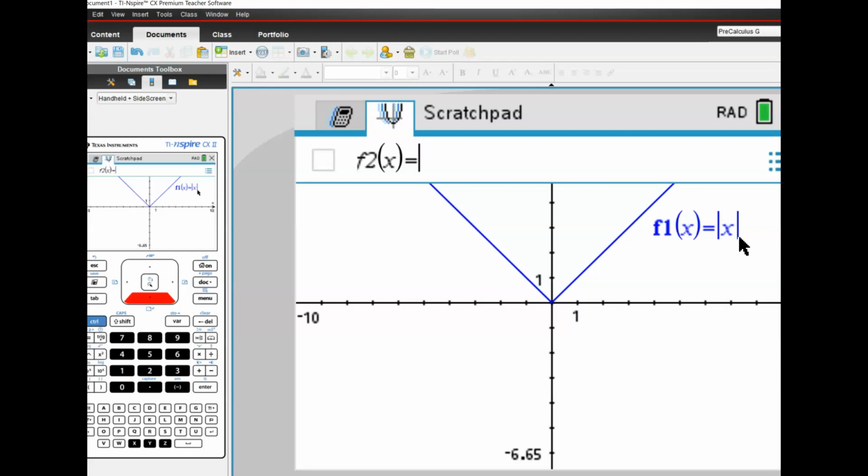So what I want you to do is if this is not where you are, raise your hand. The person next to you should help you or I will come over. Okay. You have F2 of X right here. Scroll up, let's see.